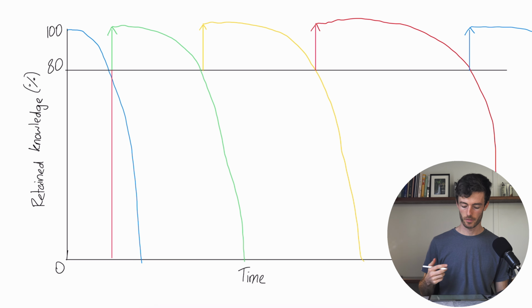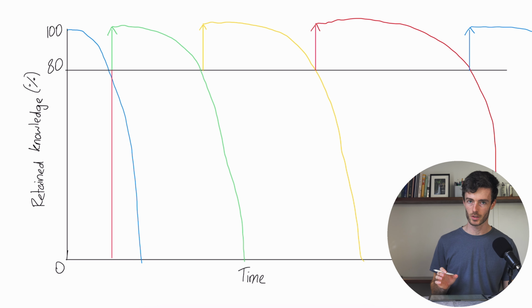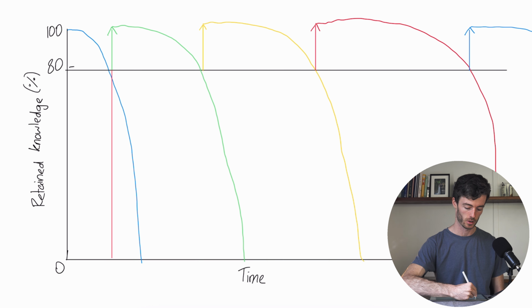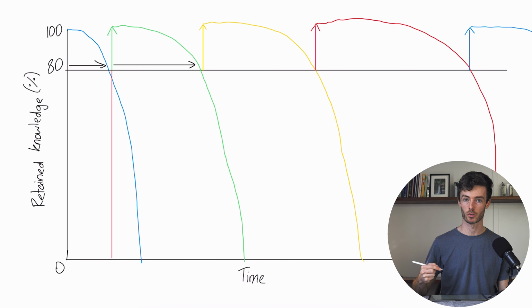So that's our graph. But the key thing here is that you can see that the space between each of these forgetting curves, before they get to the 80% or the 20% of the information forgotten, actually gets wider and wider. So from our initial learning to our first revision is quite short, but after revising once, you actually retain that information for a little bit longer. And this is where the repetition part comes in.